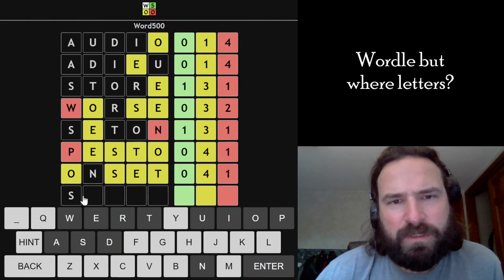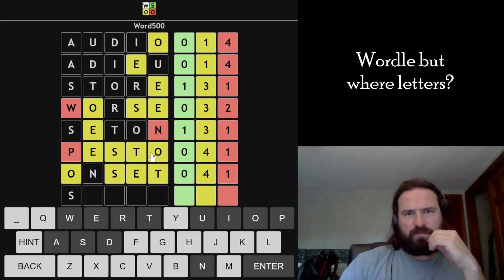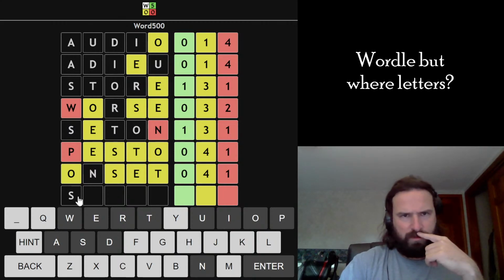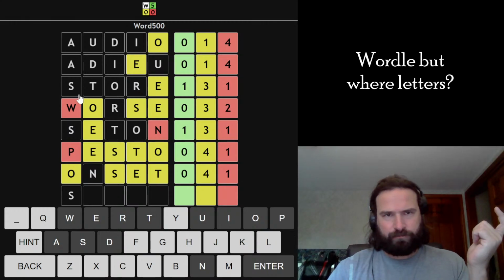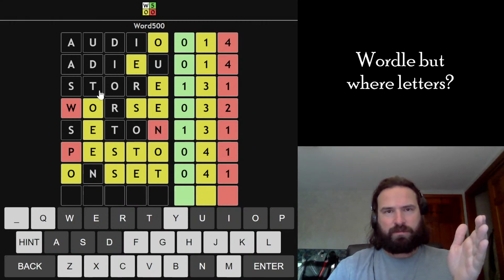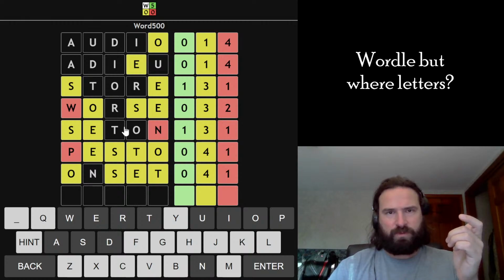S can't go first. Where does T go? If S goes first, T can't go second, T can't go here. So that's not possible. S cannot be first because T doesn't have a place to go. So this is absolutely not true. S is definitely a yellow here, which means that T and O have to be greens.